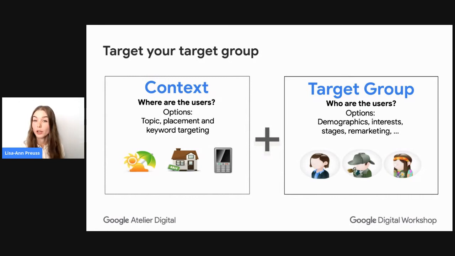As for the target group itself, what you can do here is you can select certain demographics. You can choose from different interests. You can opt for different stages, like in the buying stages or researching stages, or choose to reconnect with people who, for example, already been on your website through remarketing lists.